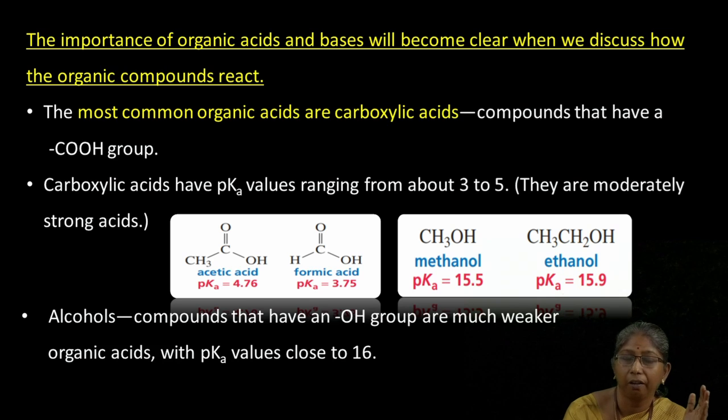In the previous video I explained that when the Ka value is higher, the pKa value will be lesser. So a pKa value of 3 to 5 corresponds to moderately strong acids. You can see acetic acid has a value of 4.76 and formic acid 3.75. Alcohols are also considered weaker acids, and the functional group is OH. The pKa value is 15.5 for methanol and 15.9 for ethanol, which shows that they are very weak acids.